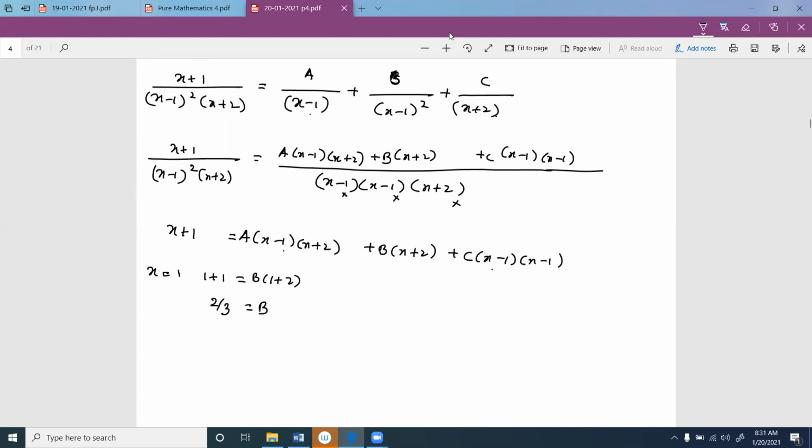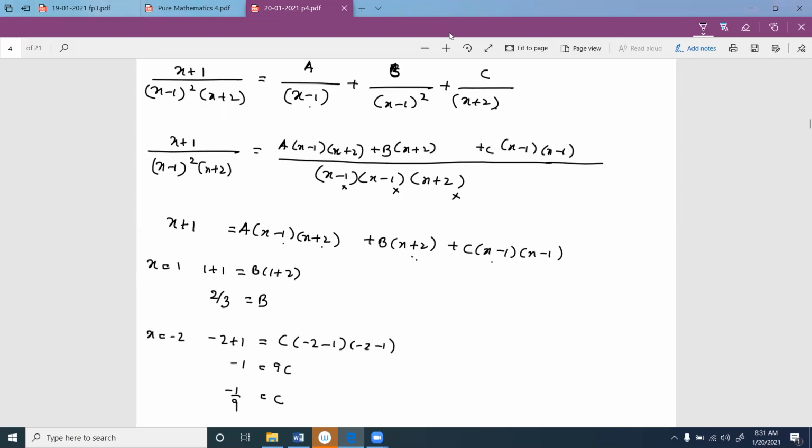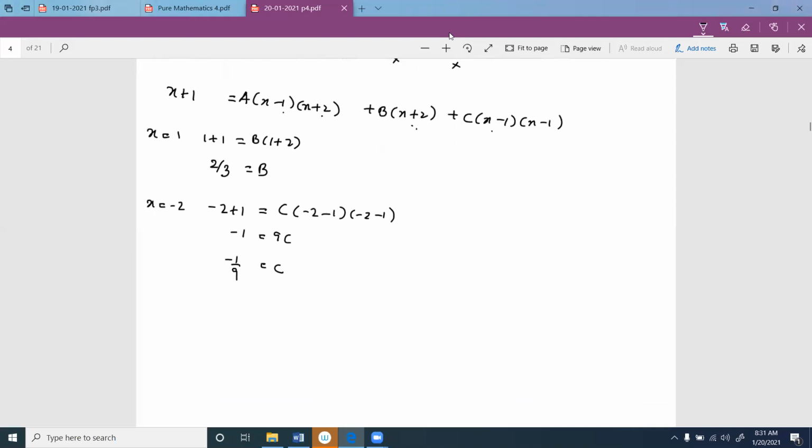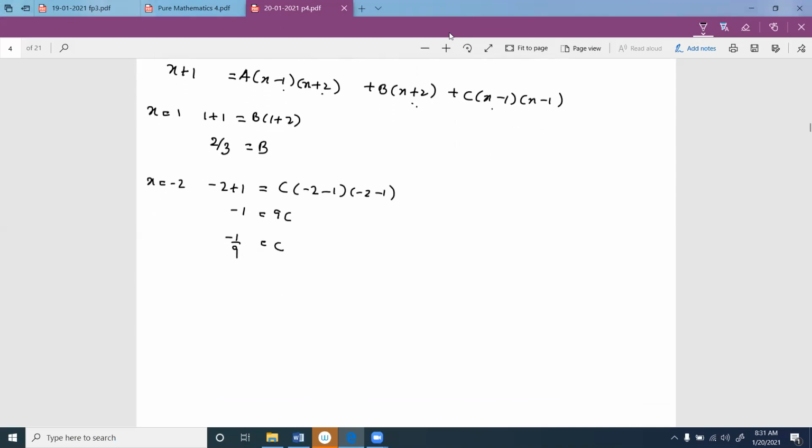Then let's try to find the value for C. To find C, I have to cancel these two at once. That is, x plus 2 is a common bracket. Therefore, I just put x equals minus 2. So you can say minus 2 plus 1 is equal to, these two get cancelled. This one also gets cancelled. C times minus 2 minus 1, minus 2 minus 1. So it turns out to be minus 1 is equal to 9C. Therefore, C becomes minus 1 over 9. Now we have a doubt. What is the doubt we come across? How to find the value for A. We can find it.